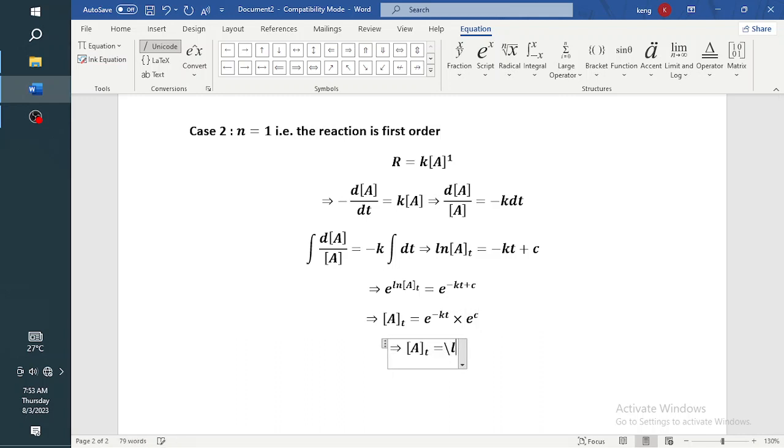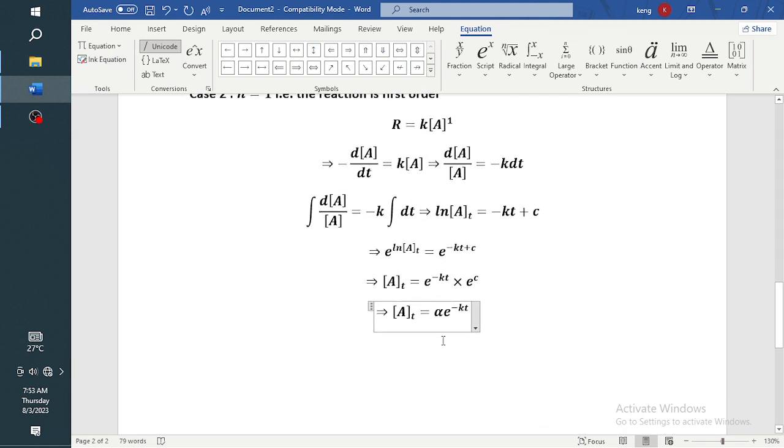Maybe I can call it lambda, or let's just say alpha. Then e raised to the power negative kt. So you see that it is actually an exponential graph which is decreasing because the power of the exponential is negative. So if we plot the graph of the concentration against time, it's going to be a decay curve, right? It's going to be a decay curve.